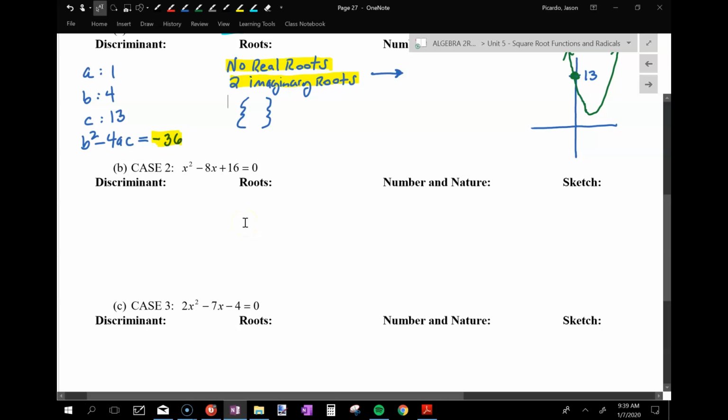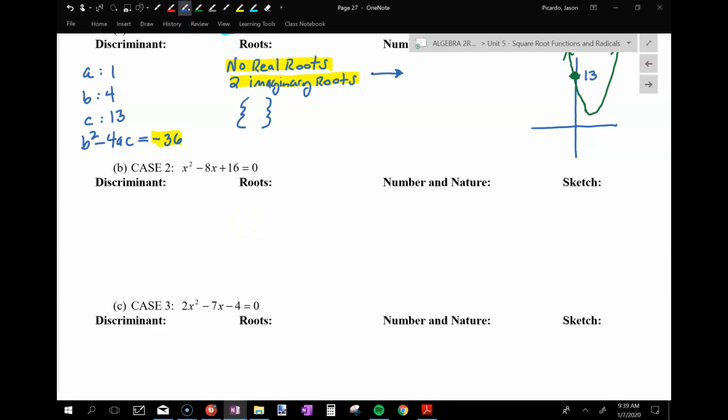Second case. So what else could my discriminant be? Well, so far we said it could be a negative number. It could be a positive number. What else could it be? 0. It could also be 0, right? So those are my other cases, right?